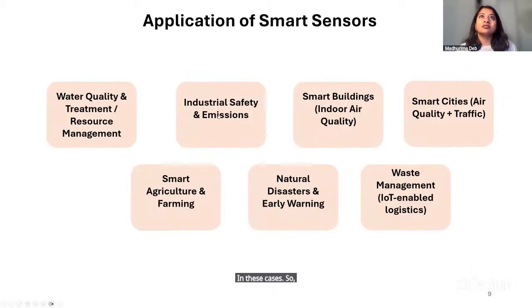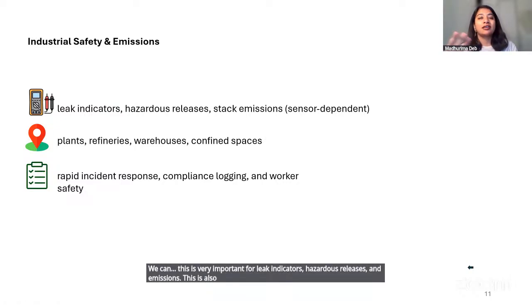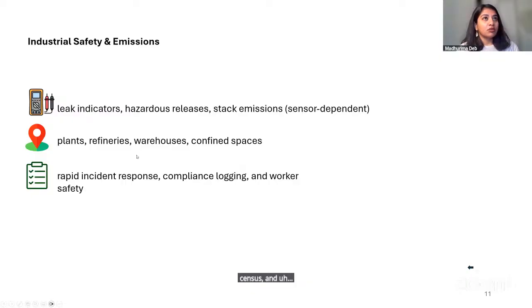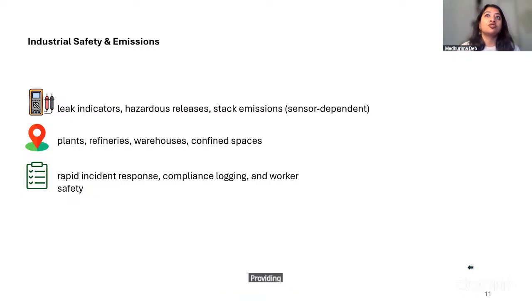So what are the use cases for industrial safety and emissions? This is very important for leak indicators, hazardous releases, and emissions. In today's world, I think this is one of the most important sensors. And where is it important? It is important in plants, refineries, and warehouses. We can also make decisions like rapid incident response or worker safety related responses, providing alerts to the workers. It's also very, very essential.